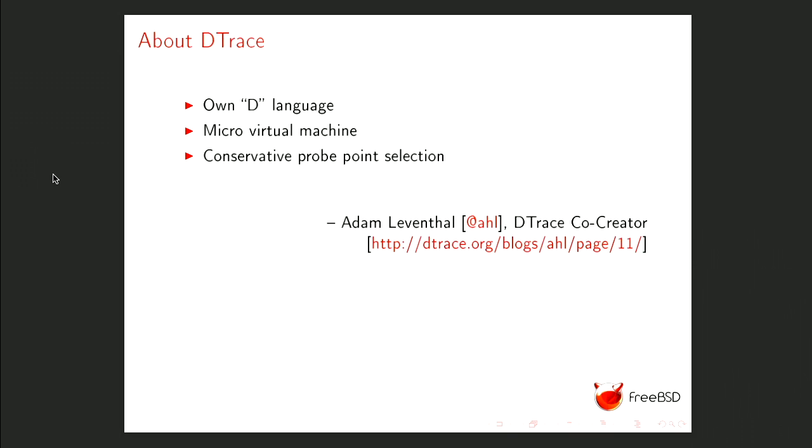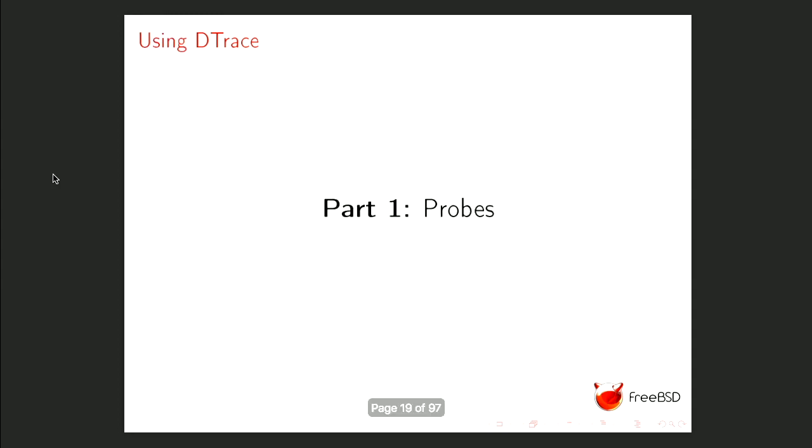And the co-creator of DTrace has these little bullet points to share. It has its own language. It's a subset of C. And it's kind of awk-like. It has a micro virtual machine. Code is actually compiled. The D language is compiled. And it has a conservative probe point selection. And in the next slides, you're going to see what conservative means. Essentially, it means you have to be explicit. You have to tell it what you want. It won't figure it out for you.